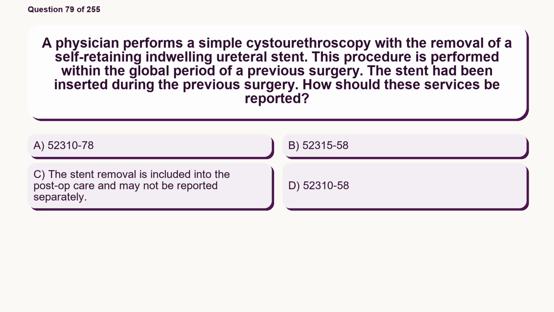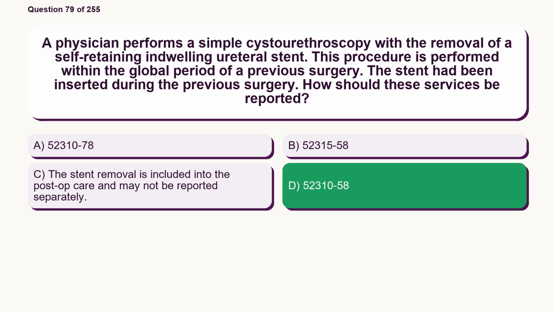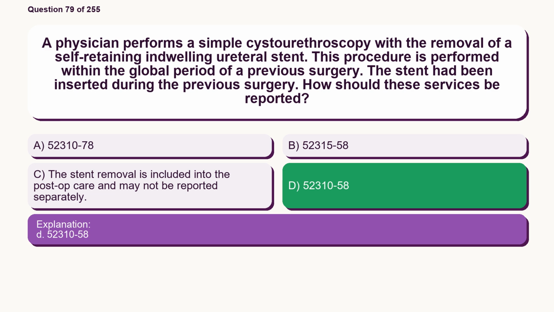Question 79. A physician performs a simple cystourethroscopy with the removal of a self-retaining indwelling ureteral stent. This procedure is performed within the global period of a previous surgery. The stent had been inserted during the previous surgery. How should these services be reported? Option A, 52310-78. Option B, 52315-58. Option C, the stent removal is included in the post-op care and may not be reported separately. Option D, 52310-58. The correct answer is option D, 52310-58.